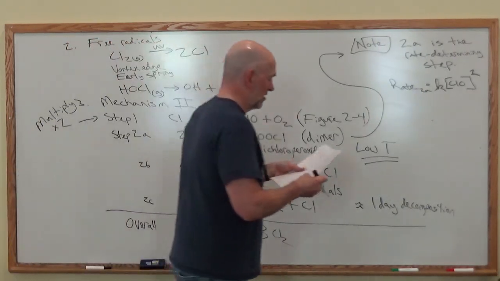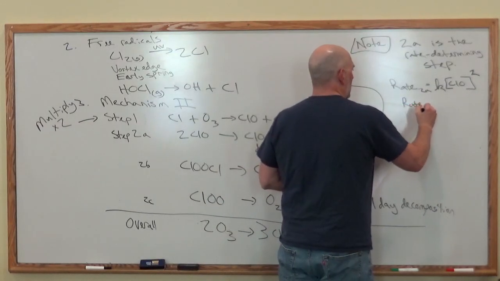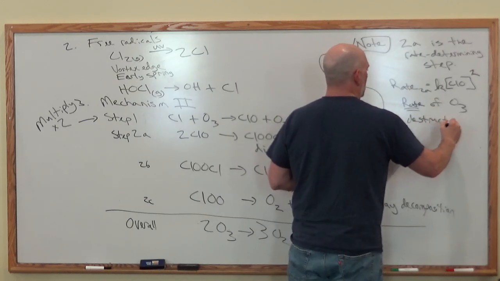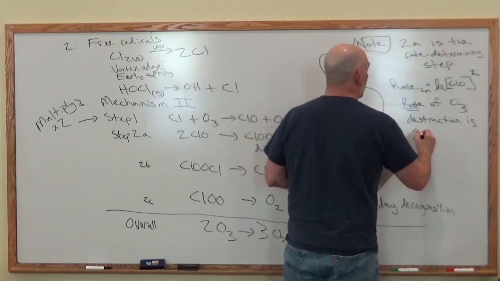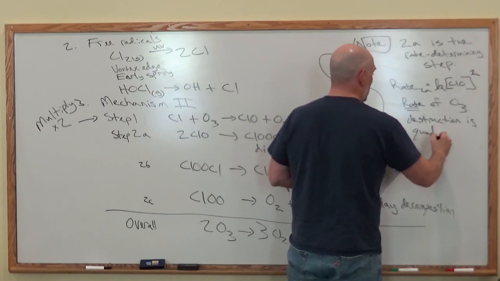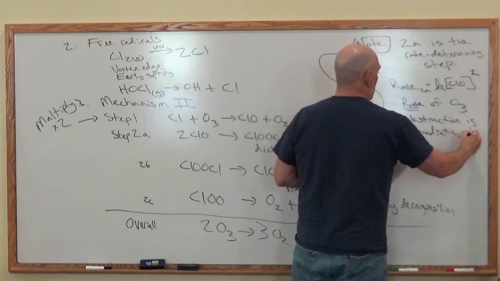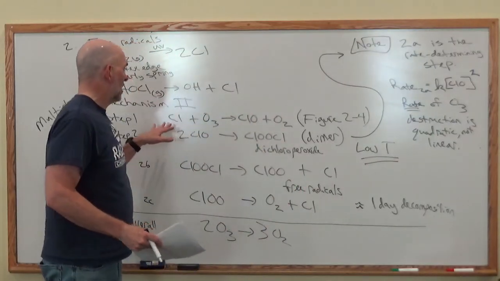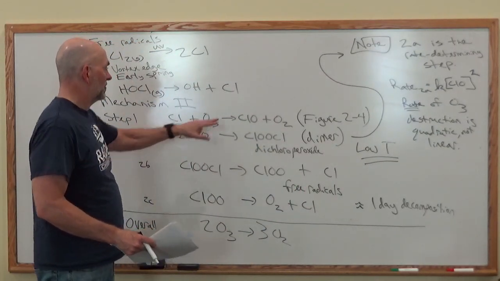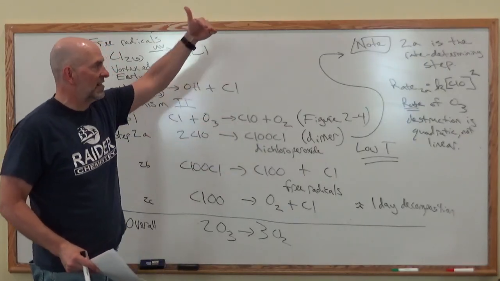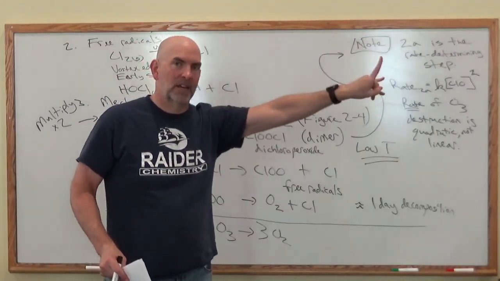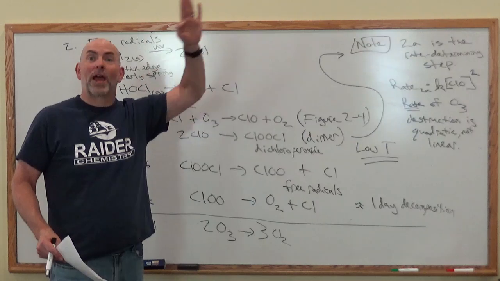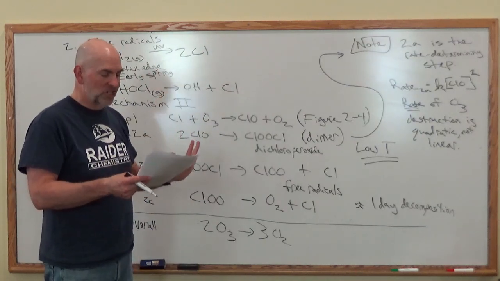A key takeaway from this is the rate of ozone destruction is quadratic. It's a squared term. In practical terms, that means if a lot of these ozone depleting chemicals get into the atmosphere, they actually accelerate the rate of ozone destruction, not in a one-to-one fashion, but in a one-to-squared fashion. That's really the only thing I wanted to mention there.